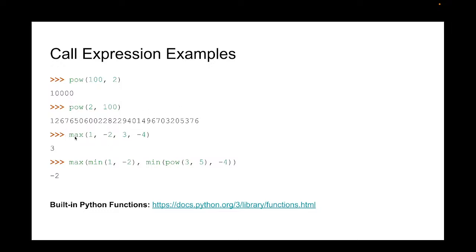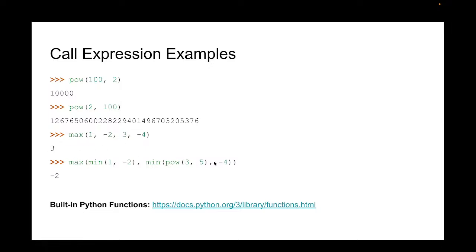And then max is also a function. It's a pretty common function in Python. What it does is you give it a bunch of inputs. You could pass in a bunch of numbers or a list or something, and it'll give you the maximum number. So between 1, -2, 3, and -4, 3 is the max one. So it gives you that.